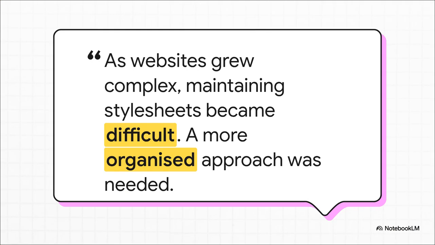You see, the bigger a site got, the harder it was to manage one single massive style sheet. Like the source here says, a more organized approach was needed. You change one little style and it would accidentally break something completely different on the other side of the website. We needed a system. We needed to treat CSS like engineering.